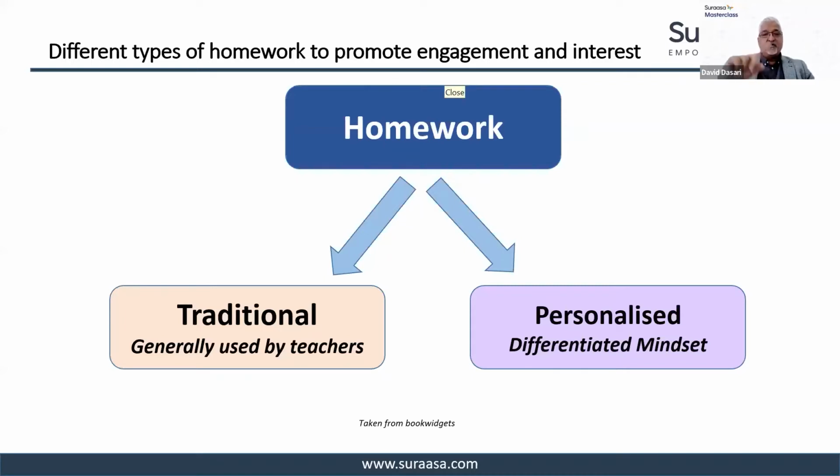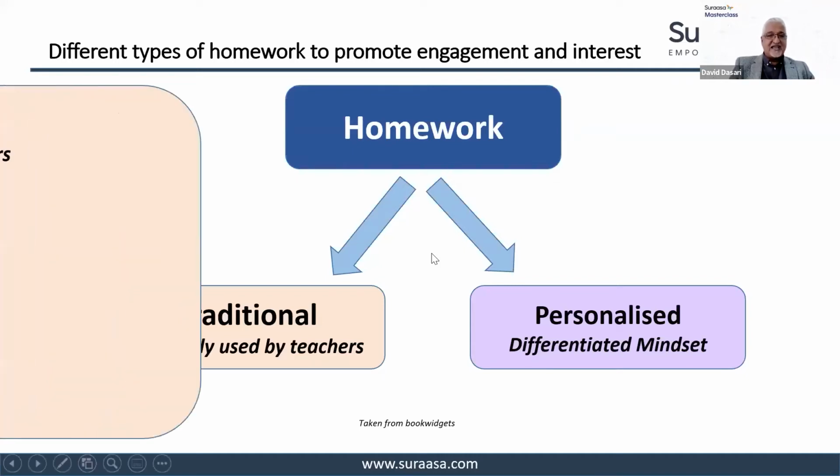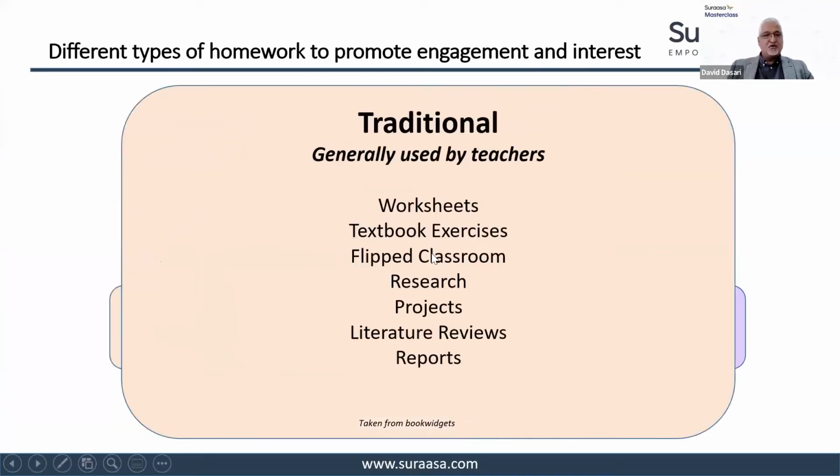Before we even go over to personalized, let's look at some of the traditional activities that can be used. There you go. Worksheets, textbook exercises, flipped classroom is a very common traditional homework activity. Research, projects, literature reviews, reports. These are very, very commonly used forms of homework.